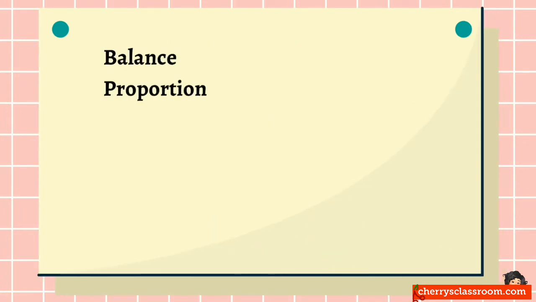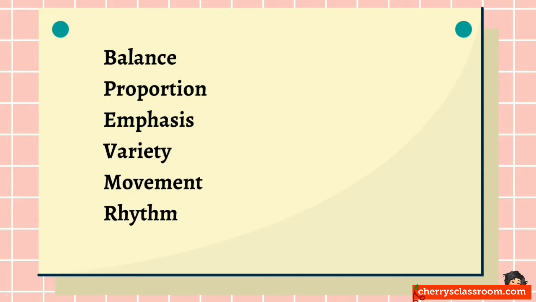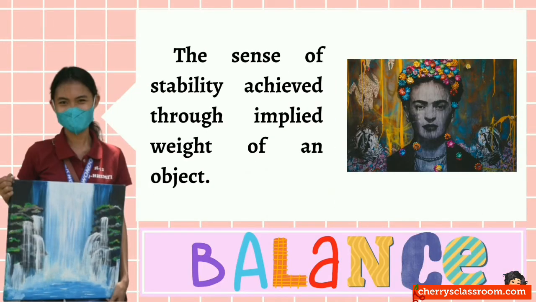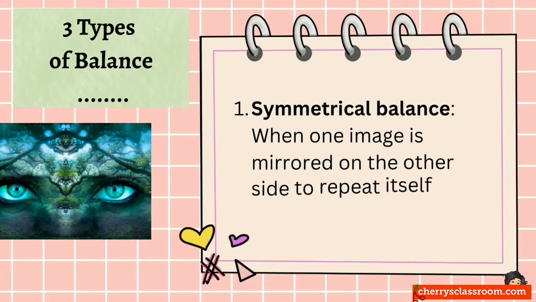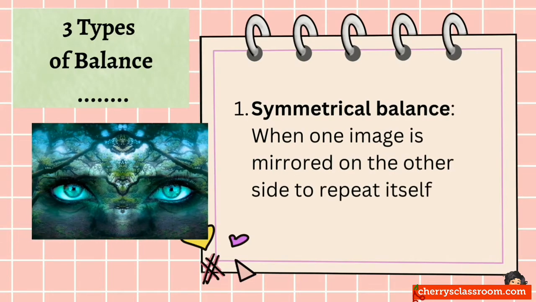The principles of design are the following: balance, proportion, emphasis, variety, movement, rhythm, and unity. When we say balance, it is the sense of stability achieved through implied weight of an object. There are three types of balance.